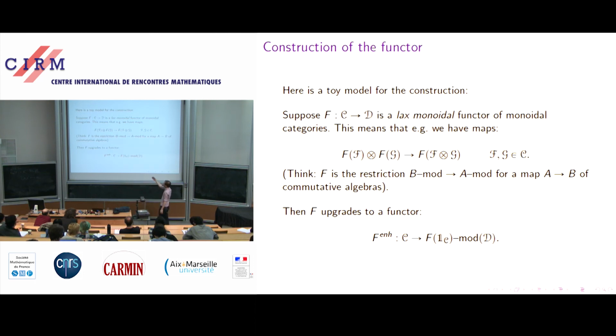So it now goes from this category C to the category of modules over the image of the unit object in D. So for example, when F was the restriction functor from B modules to A modules, this enhanced functor will now go from B modules to B modules. So it's something that remembers more information. And of course, if you compose this enhanced F with the forgetful functor to D, then you recover F.